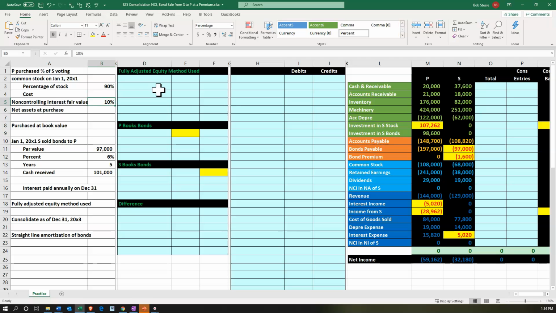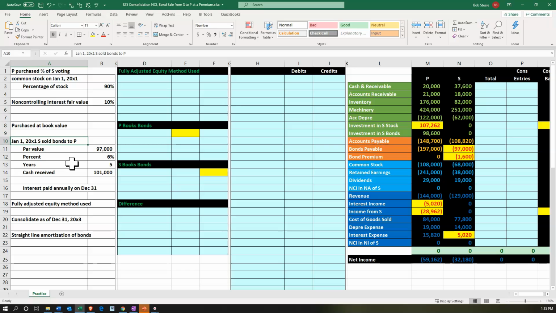The non-controlling interest is going to be 10%. The purchase was at the same value as the book value. Therefore, we're not going to have to deal with any differential within this problem because our focus is going to be on this item with the bond sale.